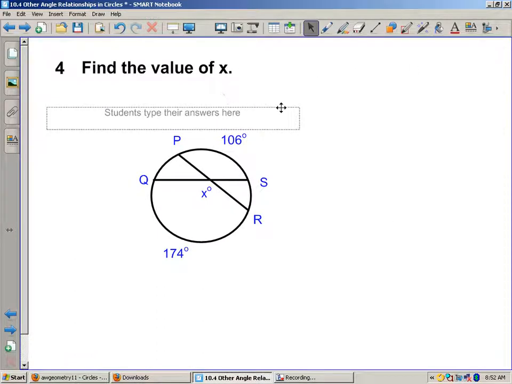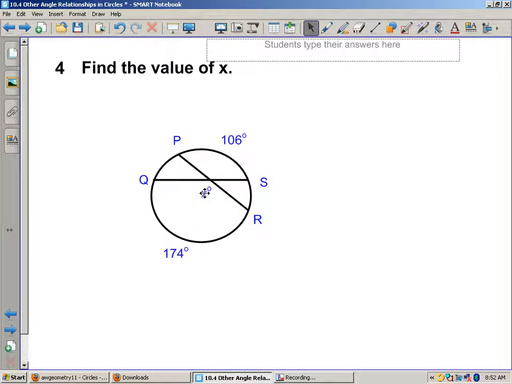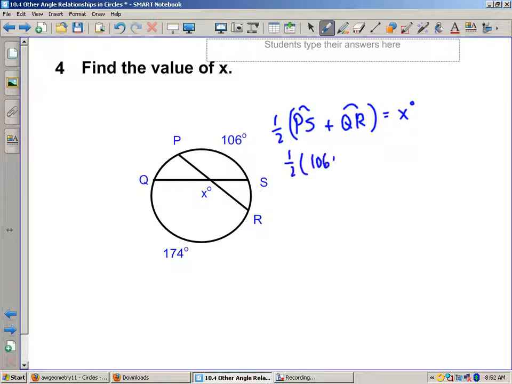So in this problem, if we're finding the value of x, this is the previous theorem. It says that if we take the arc PS and add on arc QR and cut them in half, that will give us the measure of the angle, which we're going to call x in this case. And so 1/2 of 106 plus 174 will equal x. So 1/2 of 280 will equal x. So x has to be 140 degrees.